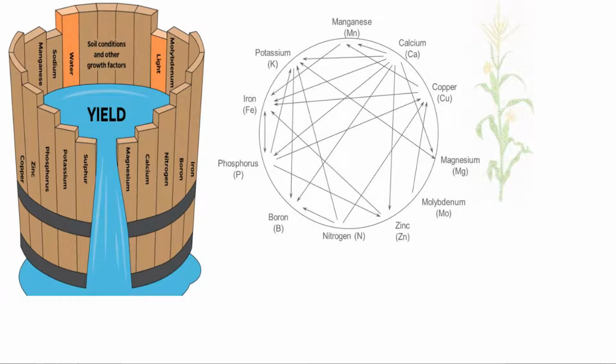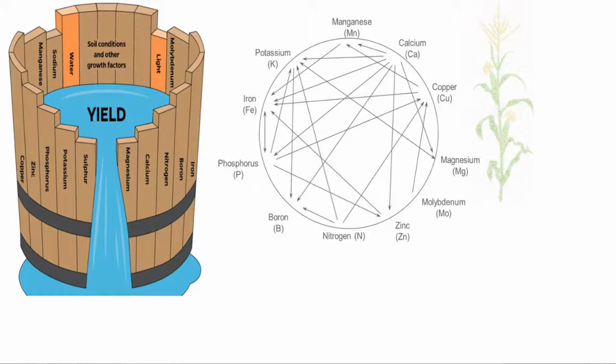Next here, I think we get this pretty good, is the stave in the bucket. The lowest stave is something we need to focus on. So whether that be a nutrient or some type of soil condition, whatever's the lowest stave is what we need to address to make sure we're going to increase our yields.